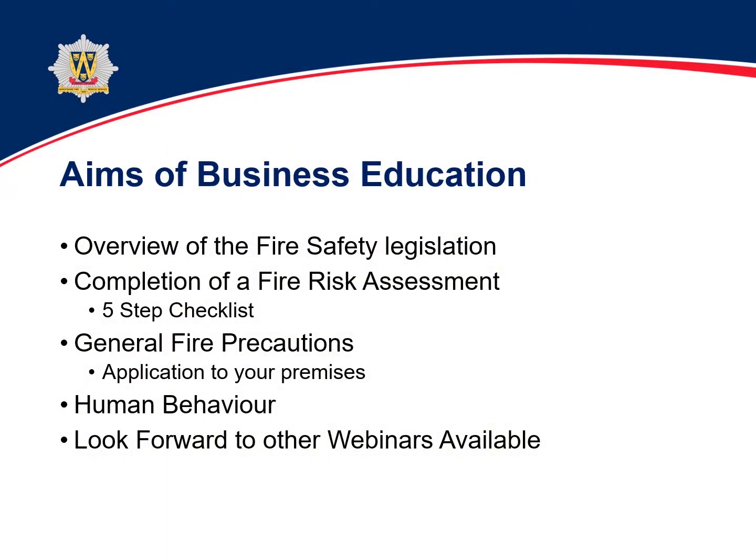The aim of this webinar is to give an overview of the legislation. We're going to look at the completion of a fire risk assessment. There are lots of different methodologies for this completion, but we'll concentrate on the 5-step checklist which is produced by the Home Office. We'll have a look at general fire precautions, where these are, what these are and how you can apply them to your premises.